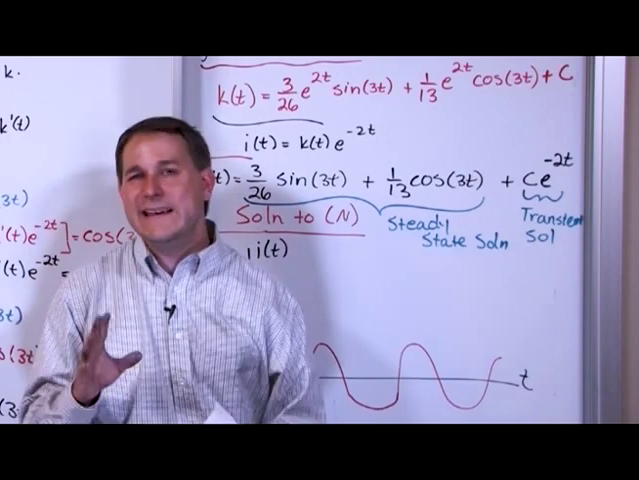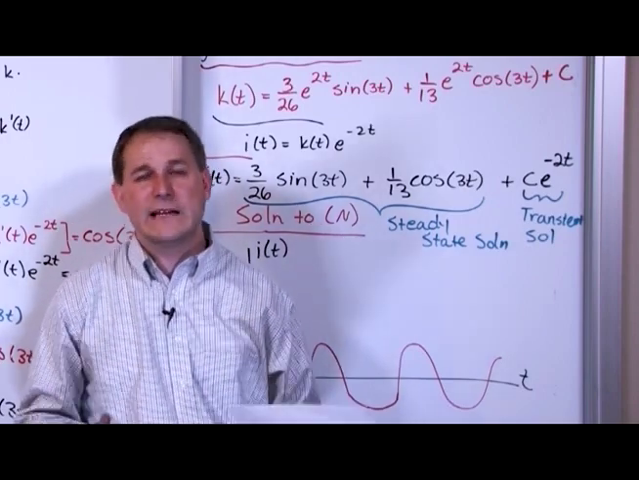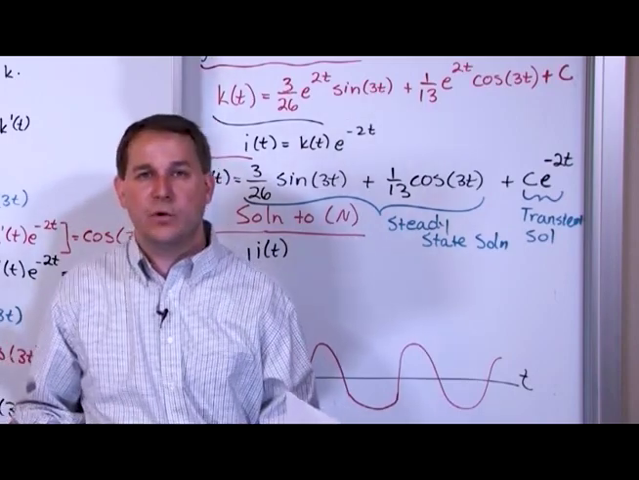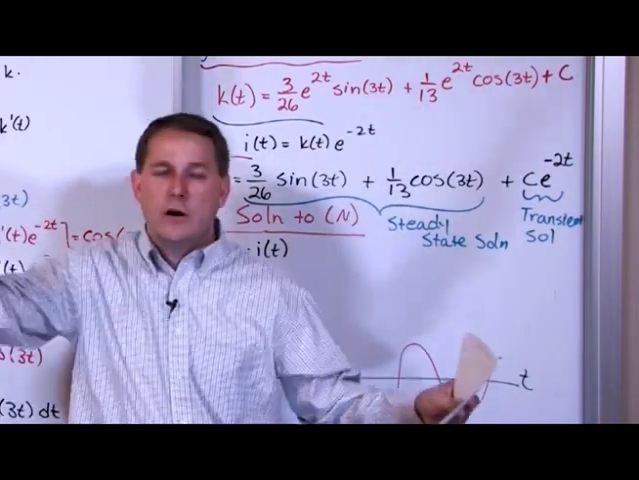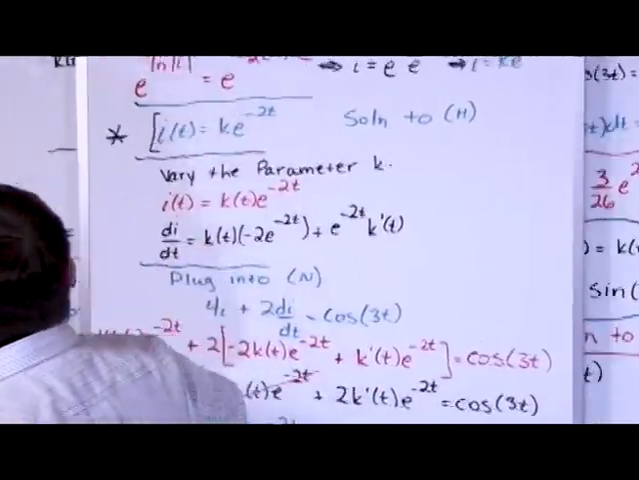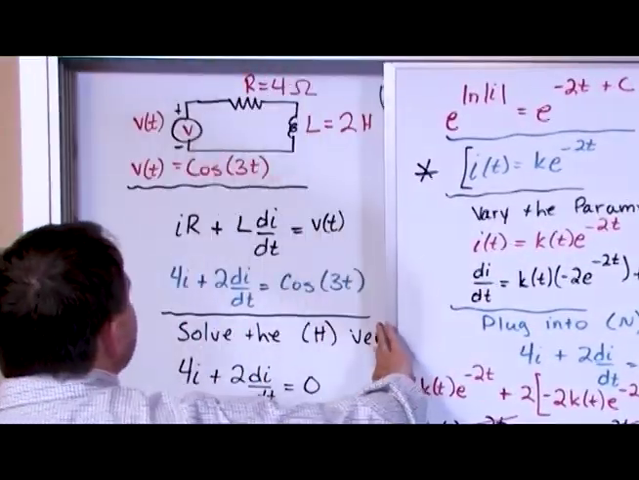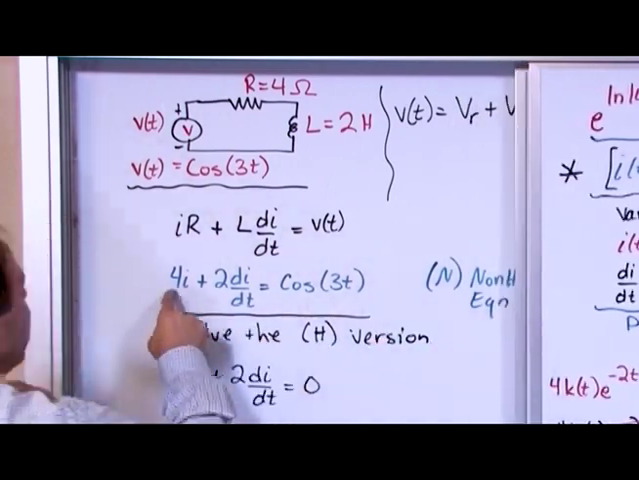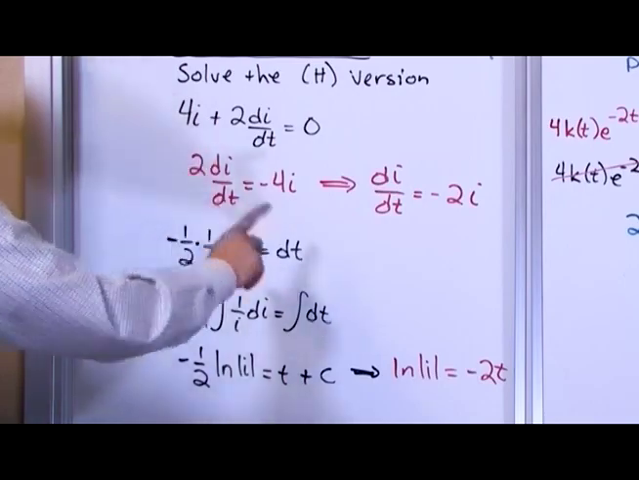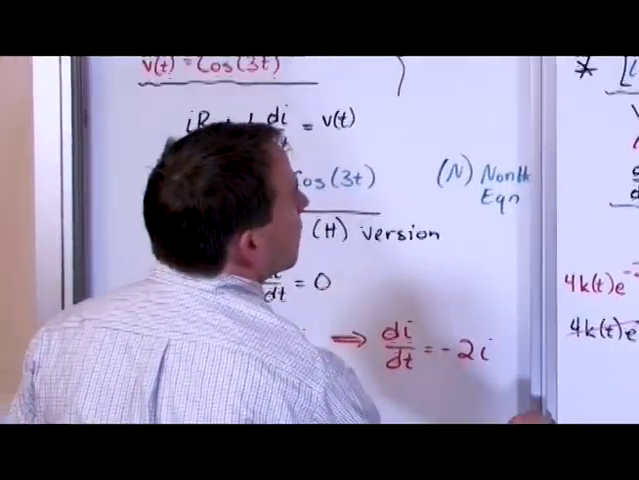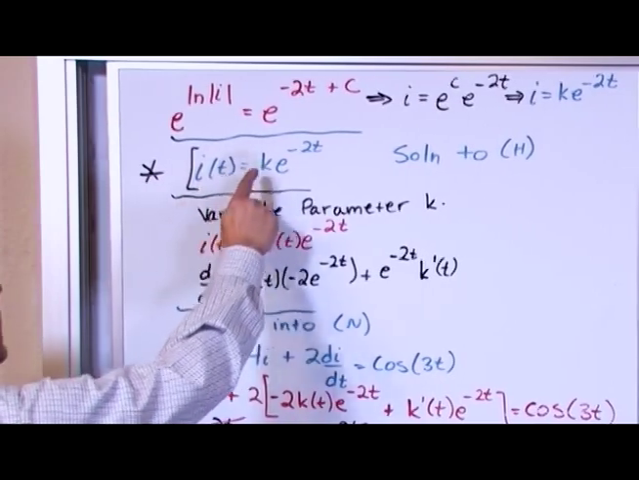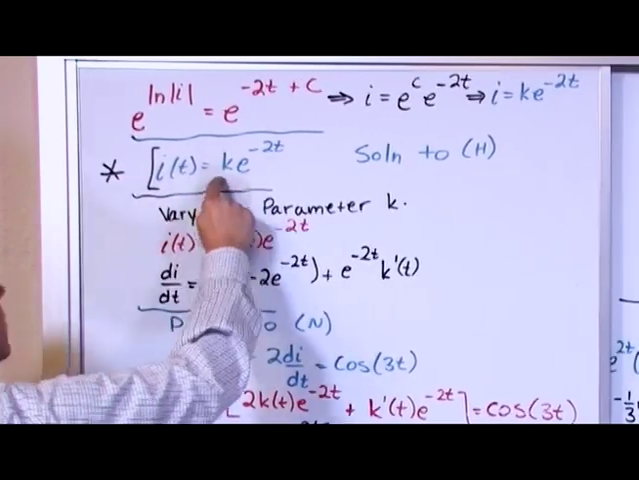You can see with this example, it's really lengthy. But the process is bulletproof and the same as what we did before. We had a circuit, we wrote Kirchhoff's law, which is voltage drops across these components equal to the source. We solved the homogeneous version of the equation, right? And then that allowed us to write the current as a function of time like this.